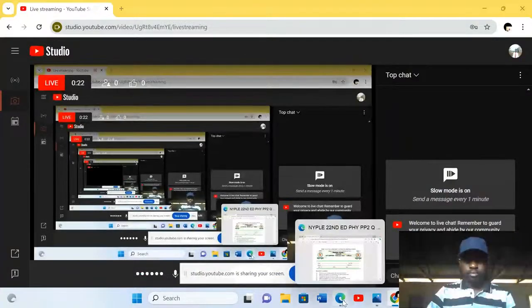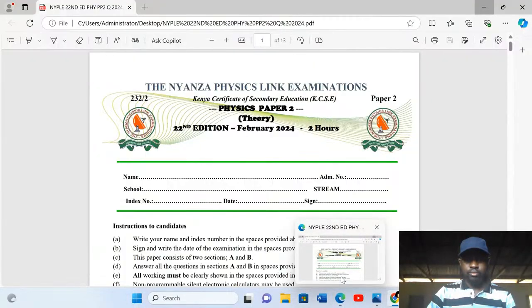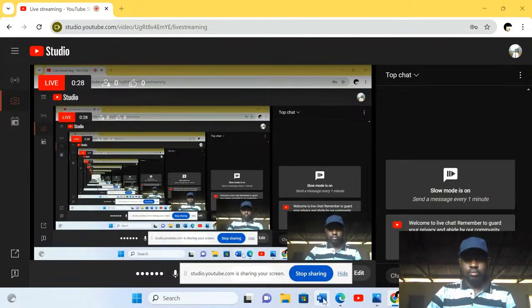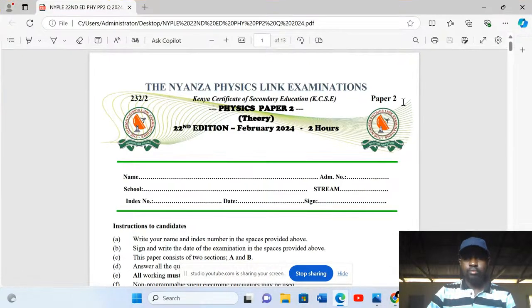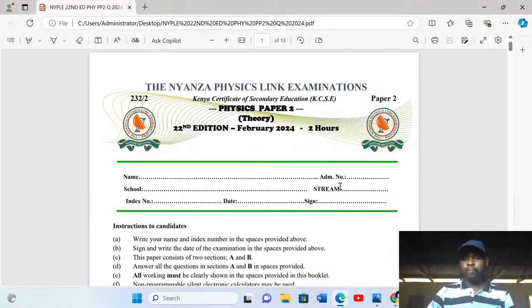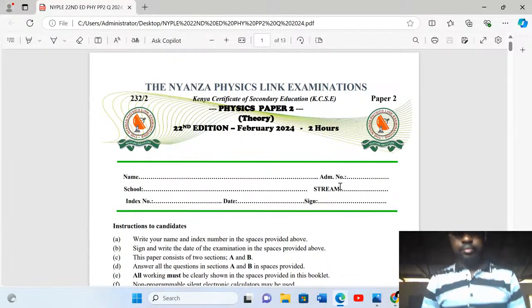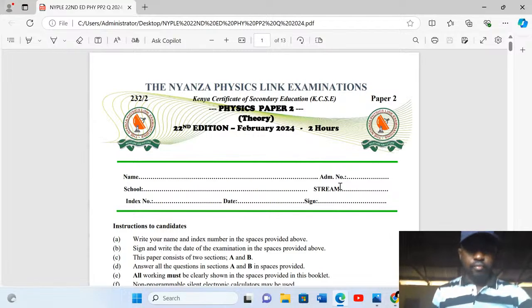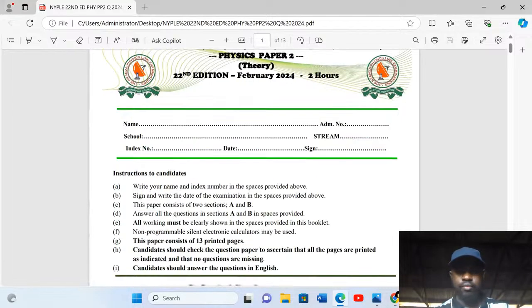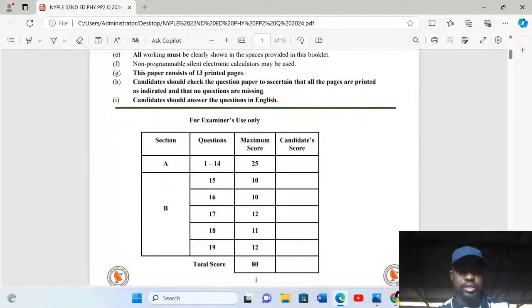Allow me to get into the paper. Here comes the paper. You can see it.